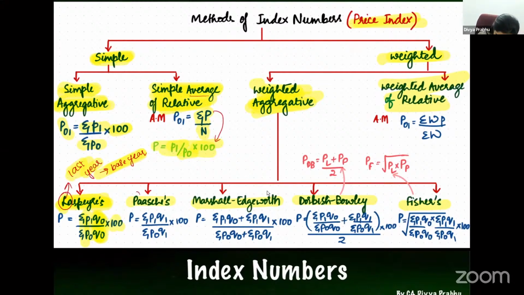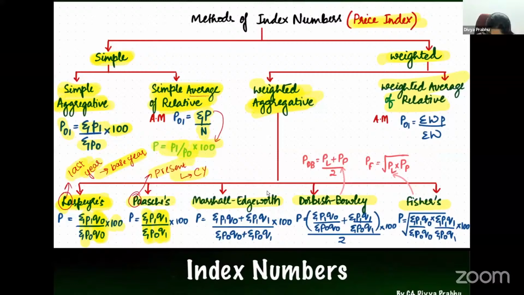Next, Paasche starts with P. P stands for present year, which means current year. So current year quantities are used as weights. You can see here, current year Q1 is used as weights. This will remain the same: summation P1 by summation P0, and the weights will be Q1, which is the current year quantity.